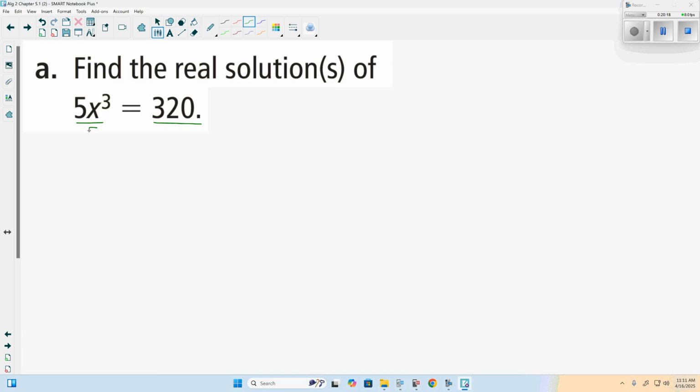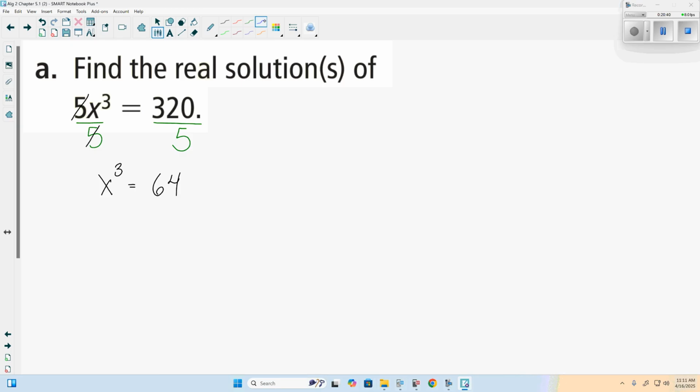And we can do that by dividing both sides by 5. Because 5x to the third divided by 5 will give us x to the third. 320 divided by 5 is 64.